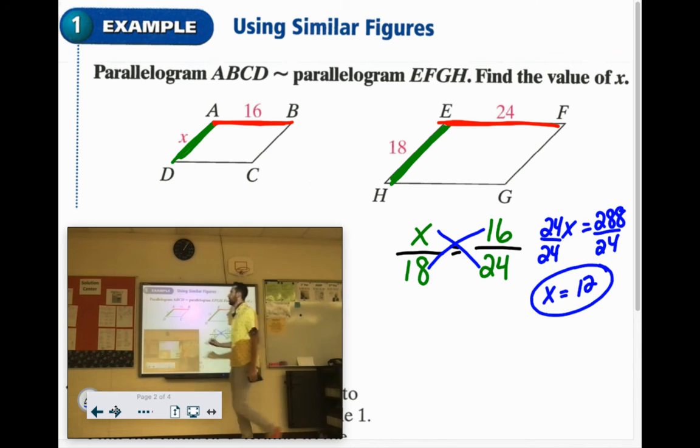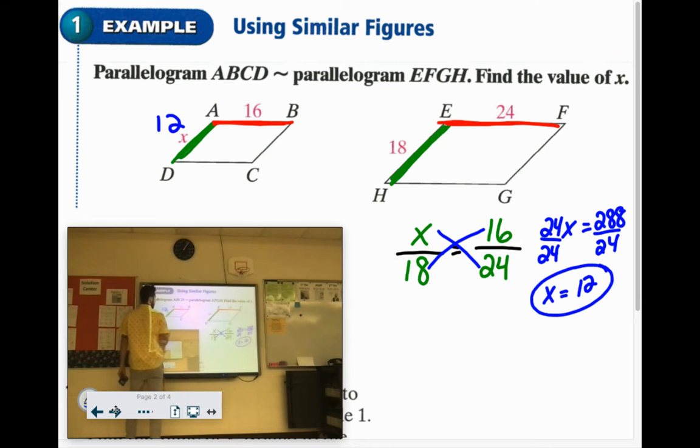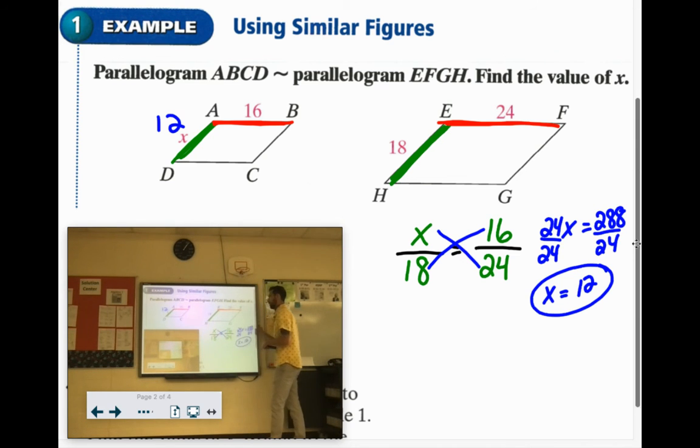The last thing I would encourage you to do is to make sure that that answer makes sense. If you look at the one they marked for us, the top is a little bit larger than the left side. So over here, the top should be a little bit larger than 12, and it is. So that's a good sign. So you should do a quick check at the end to make sure your answer makes sense.